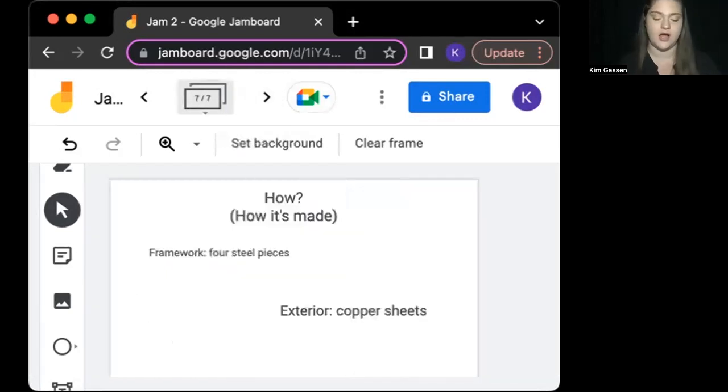Lastly, I'm going to talk about how. So I'm going to talk about how it was made. The Statue of Liberty's framework is made of 4 huge pieces of steel, holding it up with copper sheets, hammered into shape, attached to them all over the outside. Okay?